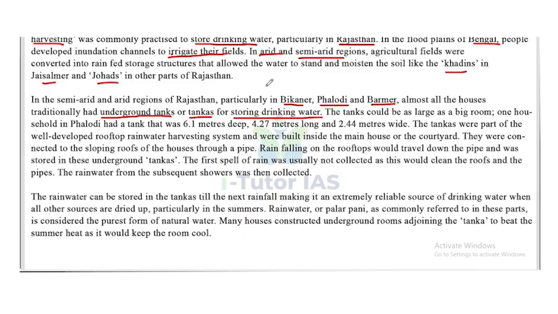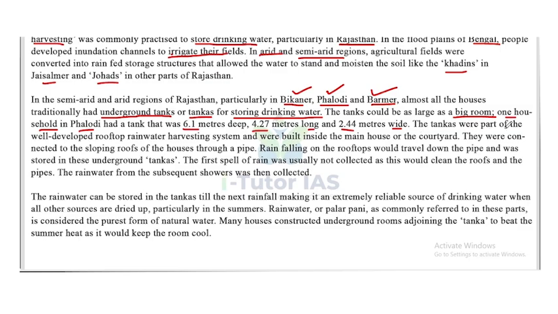So, in many parts of Rajasthan, particularly in Bikaner, Phalodi and Barmer, almost all houses have underground storage called tankas. This is for storing drinking water. The tanks could be as large as a big room. One household in Phalodi has a tank that is 6.1 meters deep, 4.27 meters long and 2.44 meters wide. That is a big tank used for storing water.